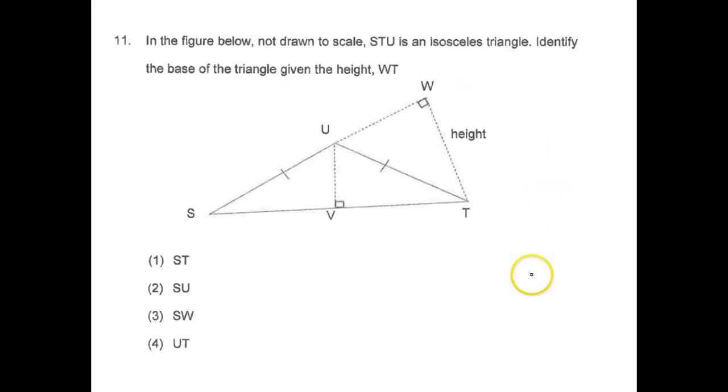Question 11. In a figure not drawn to scale, STU is an isosceles triangle. Means these two sides are equal. Identify the base of the triangle given the height WT. This is WT, this is the height. Okay, to find the base, we know that it must be perpendicular to the height. So we look at the right angle and we know that SU is perpendicular to WT. So answer is option number 2.